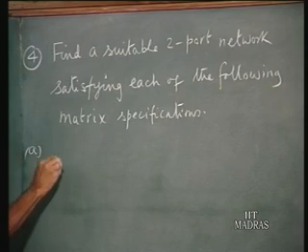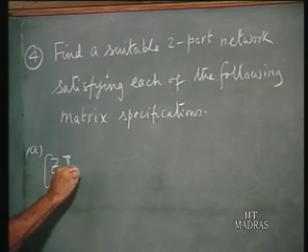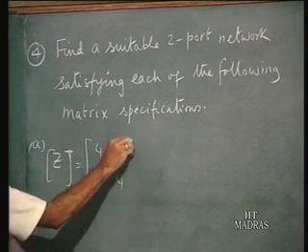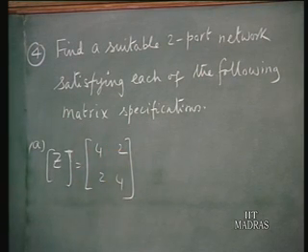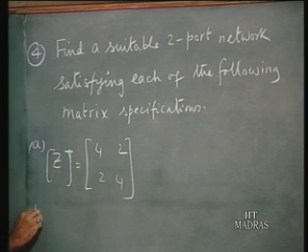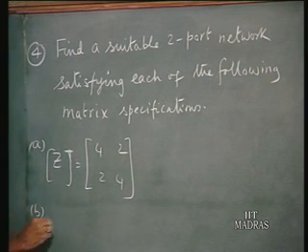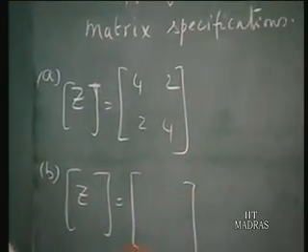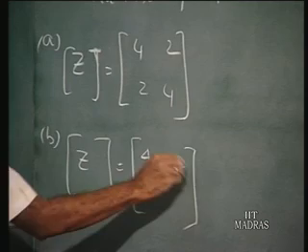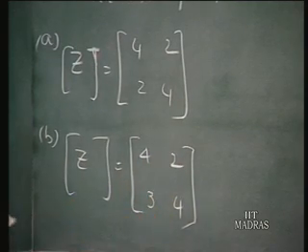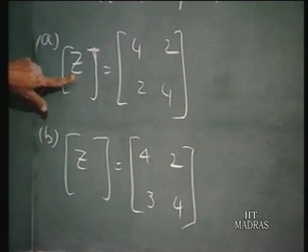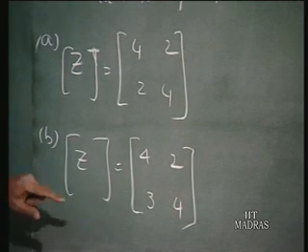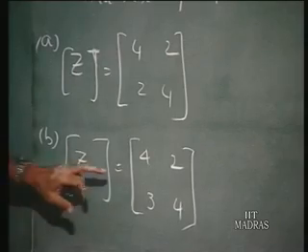A, the Z matrix of this 2-port network has to satisfy these relations. B, the Z matrix of another network is 4, 2, 3, 4. So immediately you see that this is a reciprocal network, this is not a reciprocal network. So you need to incorporate some dependent sources in order to find a network which has got this Z matrix.